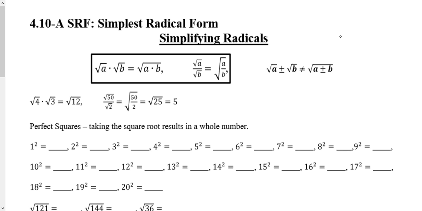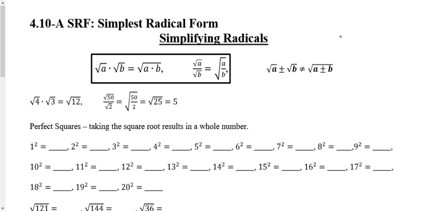If I had the square root of any two numbers, the square root of A times the square root of B, I can rewrite that under the same radical: square root of A times B. Everybody got that? And I can also do it with dividing. If I have the square root of A divided by the square root of B, I can rewrite it as the square root of A over B. And vice versa, right? Equal signs work both ways, don't they?